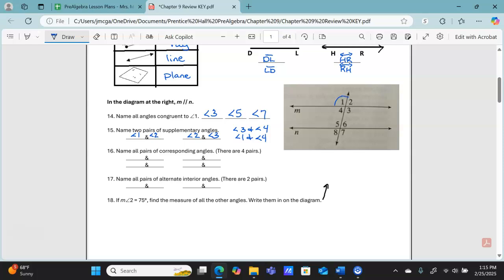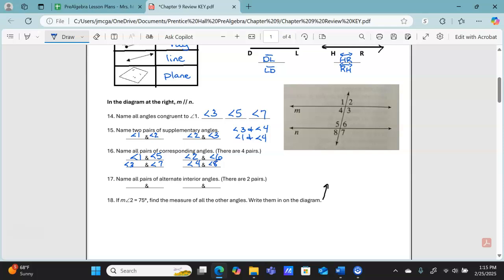Name all pairs of corresponding angles. There are 4 pairs. So 1 is the top left angle in this clump of angles. In this clump of angles, what's the top left angle? Well, that would be angle 5. So angle 1 and angle 5. Make sure you have your little angle notations in there. Angle 2 is in the top right of its clump of angles. Go down to the bottom clump and you get angle 6. Angle 3 is in the bottom right corner of its clump of angles. That matches with angle 7 down in the bottom, and then 4 with 8.